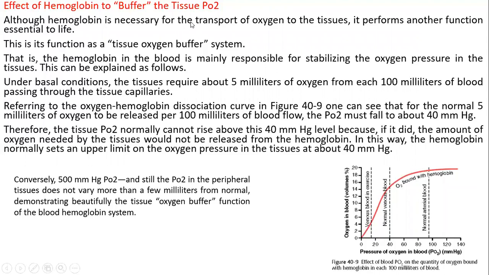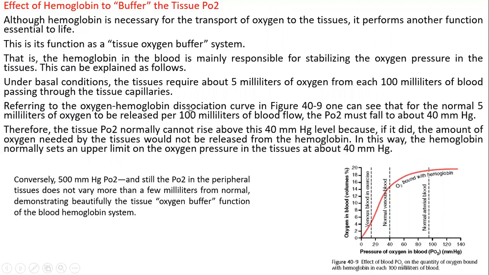Effect of hemoglobin to stabilize tissue oxygen. Although the hemoglobin is necessary for the transport of oxygen to the tissue, it performs another function essential to life. It functions as a tissue oxygen buffer system. That is, the hemoglobin in the blood is mainly responsible for stabilizing the oxygen pressure in the tissues. This is explained as follows.